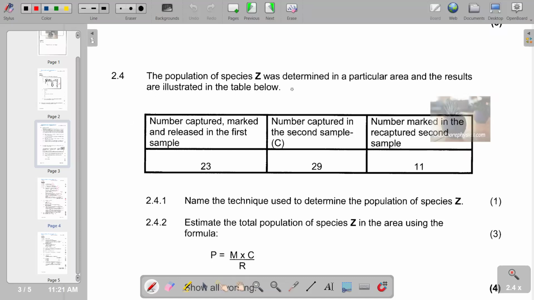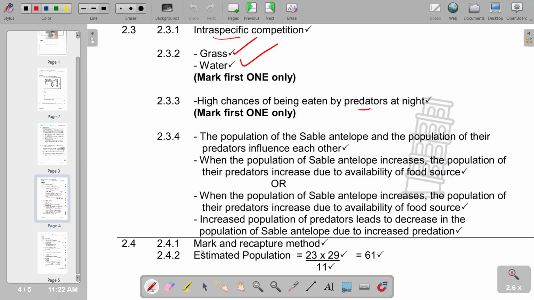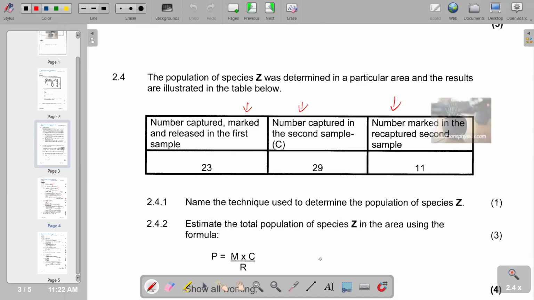The population of species Z was determined in a particular area, and the results are illustrated in the table below. So these are the results. Of course, we have three columns. And then in terms of the first question, name the technique used to determine the population of species Z. You'd see that this is the mark and capture method, as indicated in 2.4.1. Mark and capture method. And then the next question: estimate the total population of species Z in the area using the formula P equals M times C divided by R.